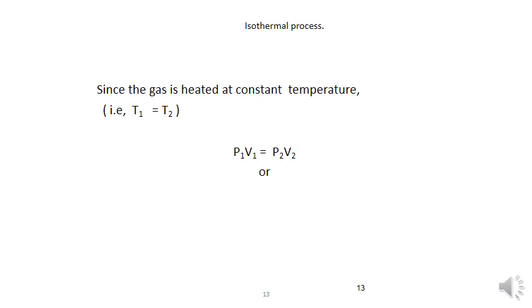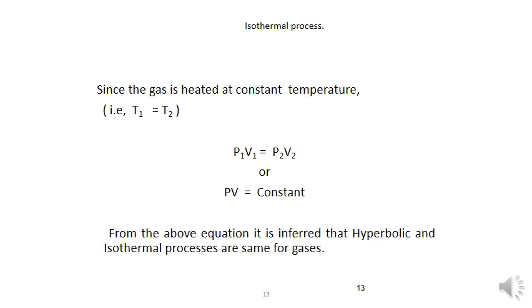So if the gas is heated at constant temperature, T1 equal to T2. So the above equation becomes P1 V1 is equal to P2 V2, or we can write PV is equal to constant. From the above equation it is inferred that the hyperbolic and isothermal processes are the same for gases.